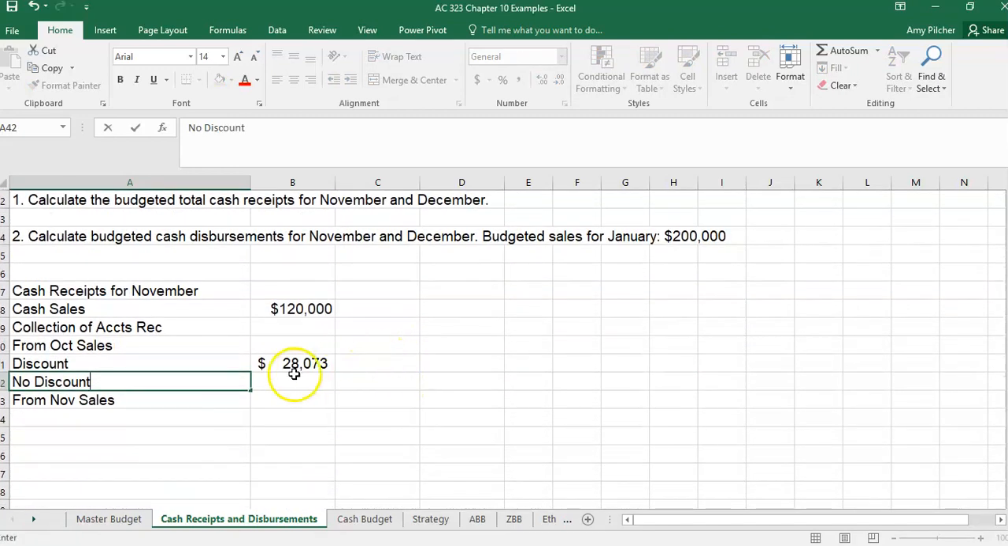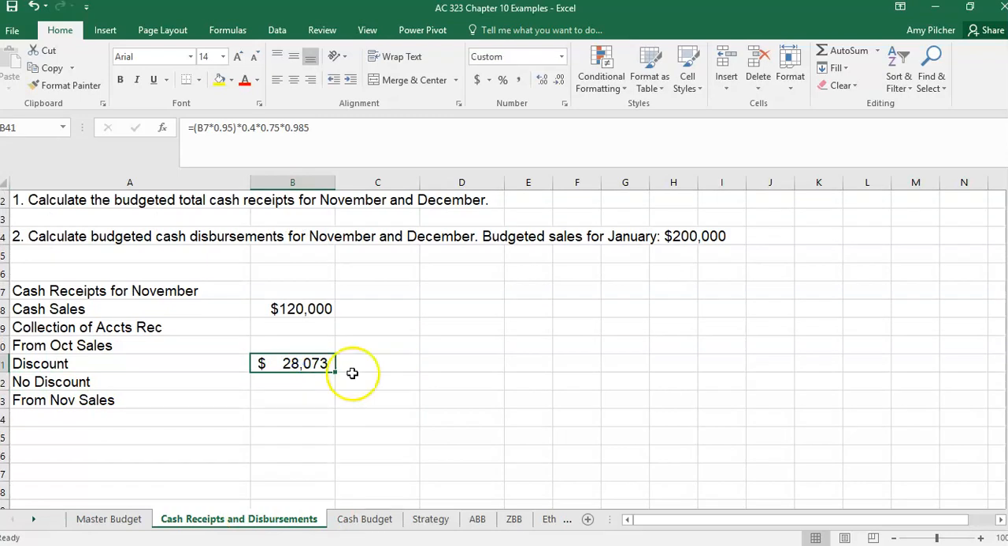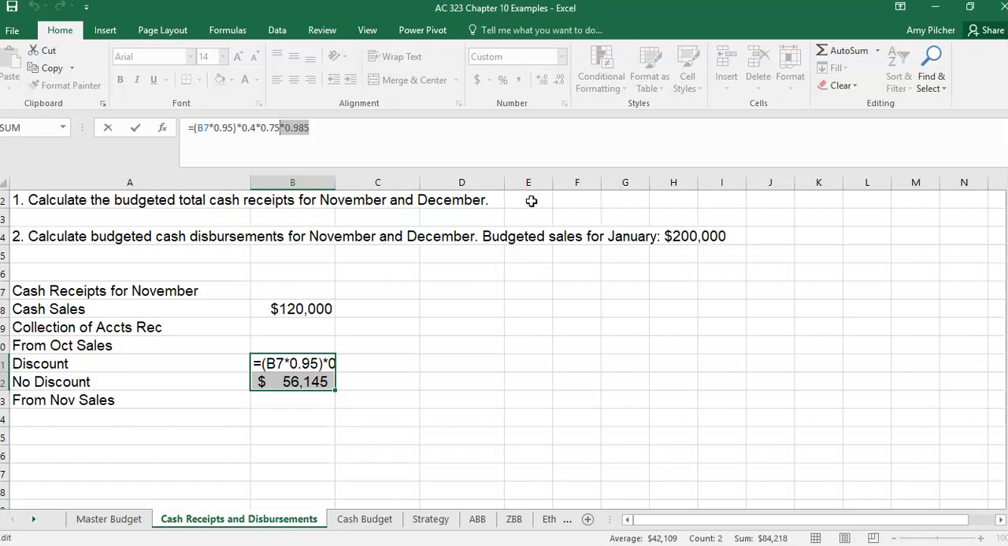The amount for the no discount is exactly the same, except we're going to remove that 0.985 and we're going to change 75% of customers to 25% of customers.